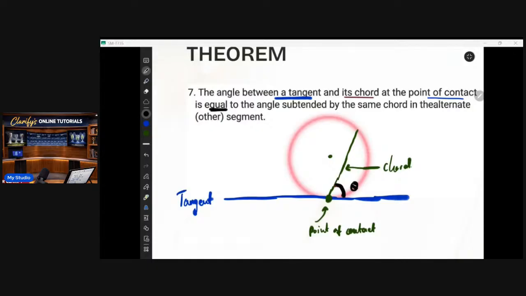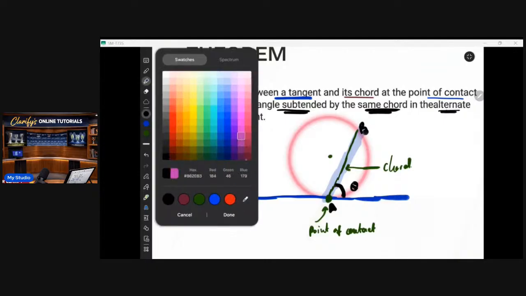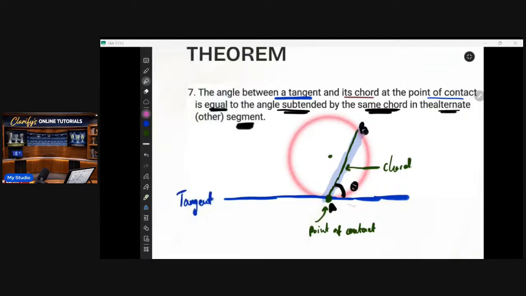It is equal to the angle subtended by the same chord in the alternate segment. It is equal to the angle that this chord will make. So if this point is called point A, and the other one point B, then this chord is called chord AB because it comes from A to B. Now this chord AB is just the same as arc AB. Arc AB though will be on the outside. Chord AB will be just this line, but it's the same thing.